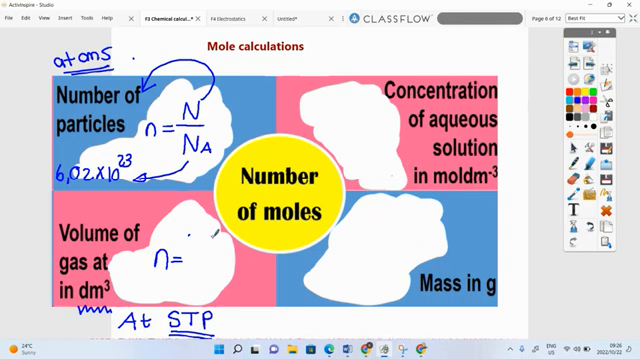And you find an equation that has volume. Because it's a gas and it's decimeters, we're looking for something with volumes in it. Which equation has volumes in it? V over Vm. This V must be in decimeters cubed.